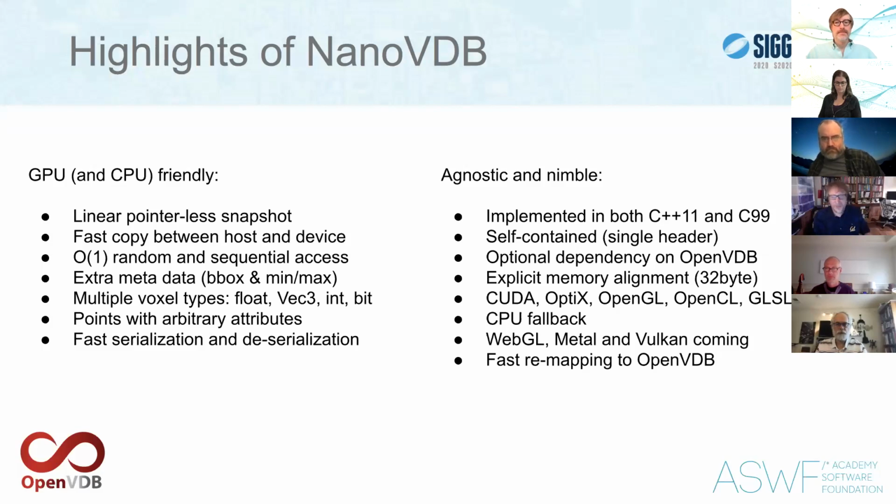It's actually implemented in 2 languages, C++11 and C99. It also uses explicit memory alignment, which is new, and that allows it to tap into a lot of different graphics APIs. So even though it's developed at NVIDIA, it's not biased against, let's say, CUDA and OptiX, but it also supports things like OpenGL and OpenCL, GLSL, and in the future we plan to add WebGL, Metal, and Vulkan. It's also worth noting that it has a CPU fallback. So even though it's designed to run on a graphics card, you can also run it on the CPU, and the benchmarks that we've performed actually show that it's slightly faster. Next, please.